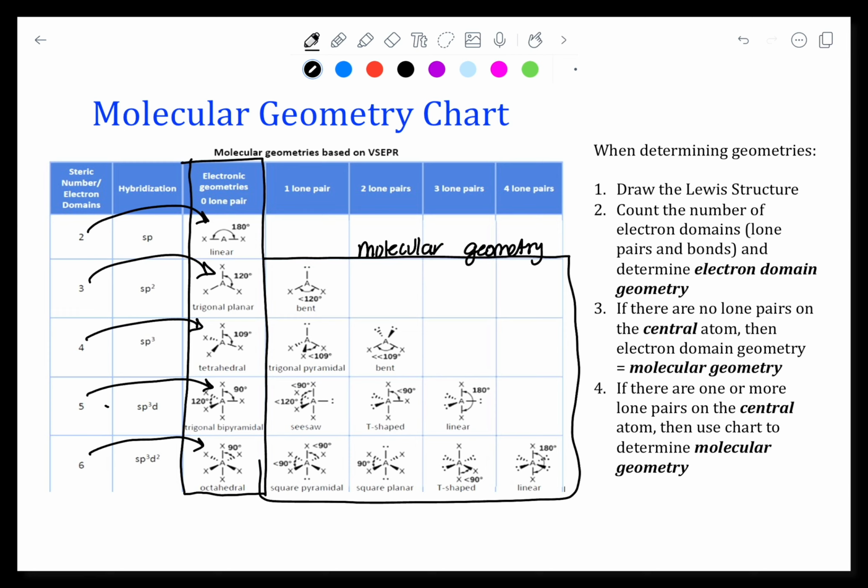We can have times where the electron domain geometry and the molecular geometry are the same. That would be when we don't have any lone pairs. So the only time they are the same is when there are no lone pairs, which is the step right here.